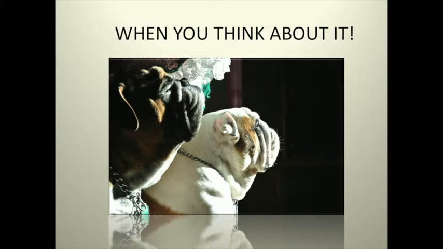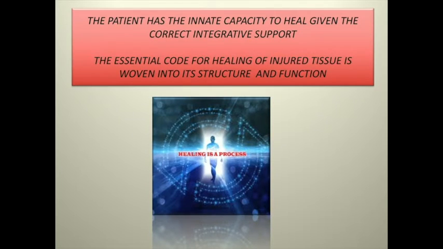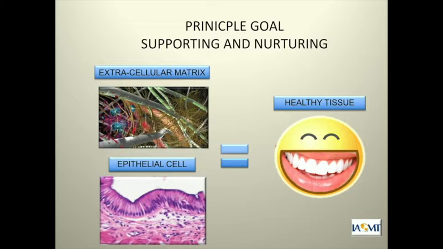So when you think about it, the patient has that infinite capacity to heal himself given the correct integrated support. So the code for healing is built into the system, but our job is to think differently, okay, on the periodontal end, is how can we help that healing process go? We're changing the ecology, yeah, we're doing all those beautiful mechanical things, but how can we help them heal on a deeper level? So, you know, principal goal is get the matrix functional, of course, and that will reflect on the cells. The epithelial cells, if they're happy and functioning, you can have a beautiful oral cavity, okay, in a healthy, happy environment.